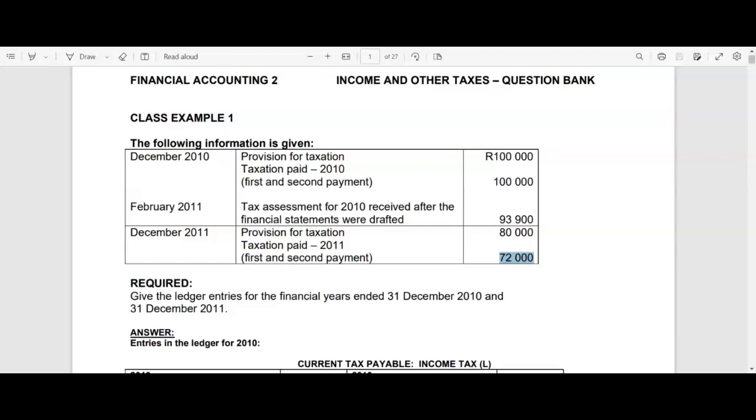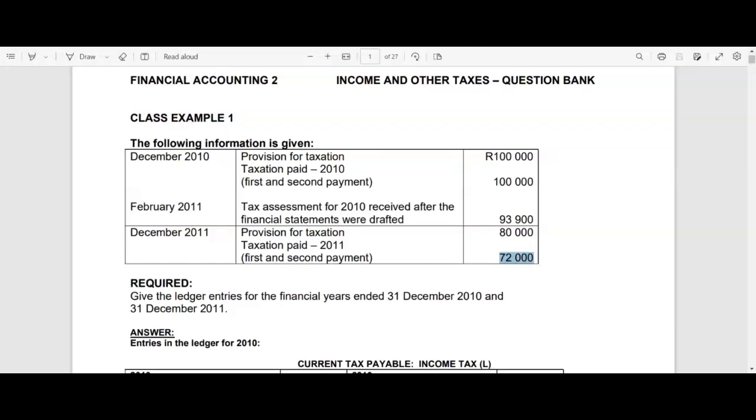Then when we get to the end of the year, or actually after the end of the year, we'll backdate it to the end of the year. So we'll backdate it to the 31st of December. Thank you, Tembela. Spot on. So we'll backdate it to the 31st of December 2011, even though we're probably only going to do the provision in January, when we are doing our financial statements.